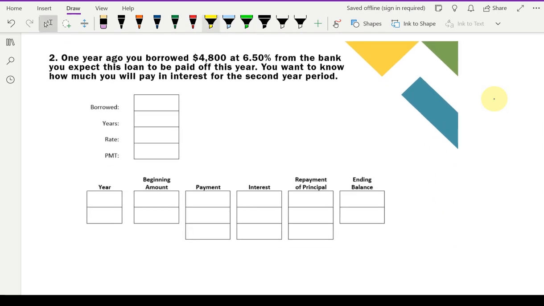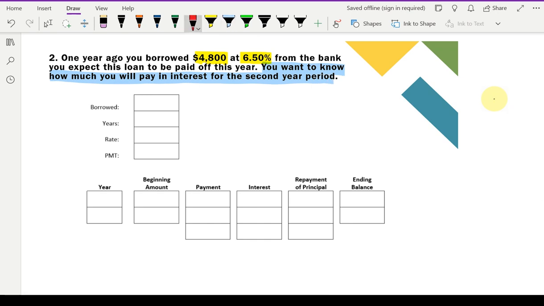Okay, question 2. 1 year ago, you borrowed 4,800 at 6.5% from the bank. You expect this loan to be paid off this year. So you're going to pay it off in 1 year. You want to know how much you will pay in interest for the second year period. You borrowed 1 year ago, so we're starting the second year.